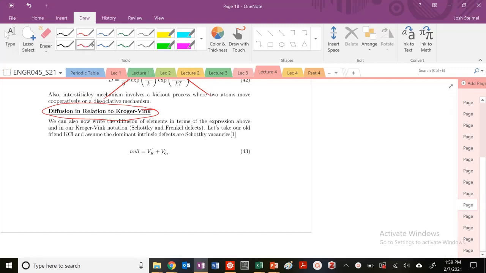And let's look at diffusion in relation to Kroger Vink. So previously, let's look at our old friend. Let's remind ourselves about some of our defect reactions, and let's look at our friend KCl. So let's assume that there are going to be intrinsic and extrinsic reactions.